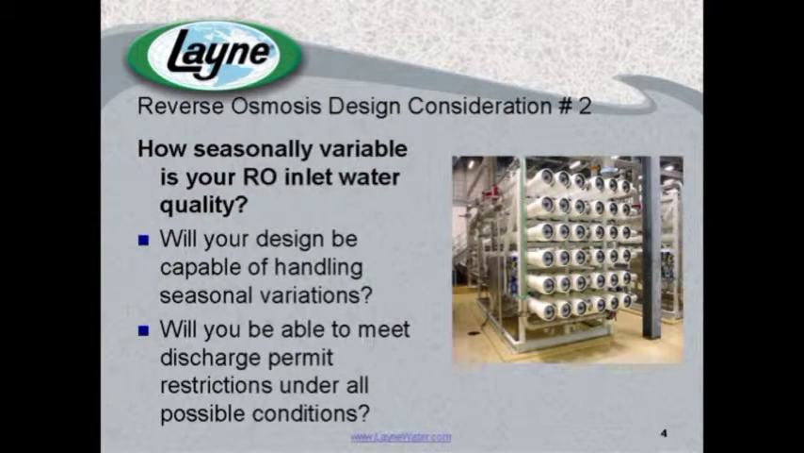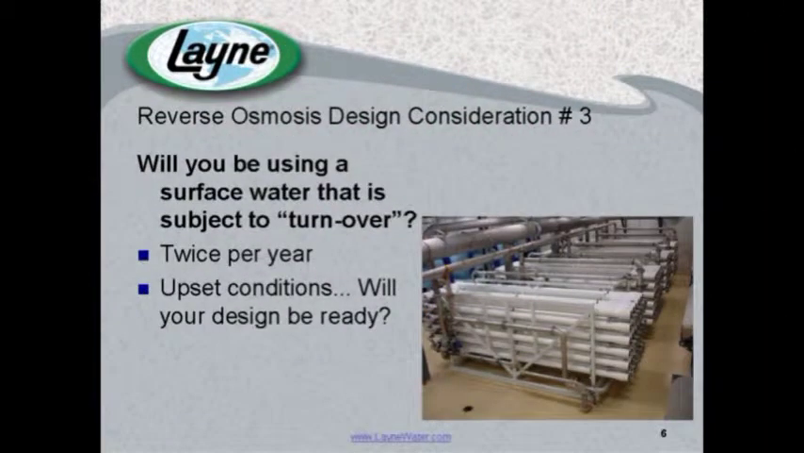Design consideration number 3 is looking at, are you using a surface water? And if you are, have you taken into account the fact that that surface water will likely turn over? That is, you will have an upset condition because of water passing through its most dense temperature, which is right around 39 degrees Fahrenheit. And it usually happens about twice a year. When that happens, you get an extremely turbid situation. And if you haven't accounted for some pre-treatment ahead of your reverse osmosis system, you might get into some serious trouble.